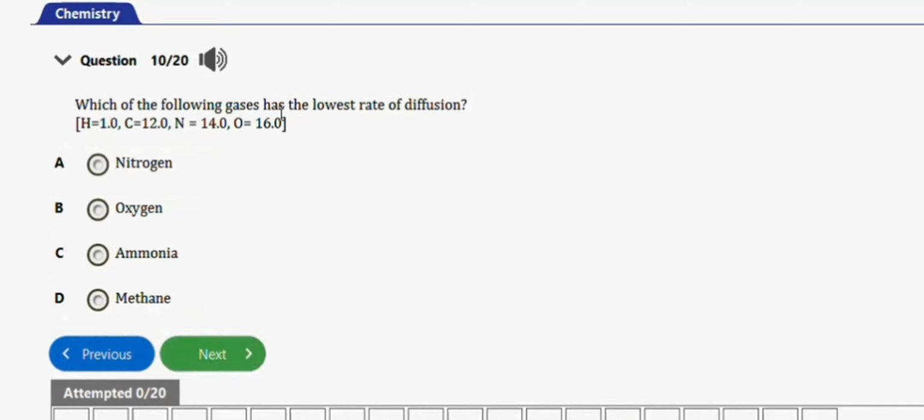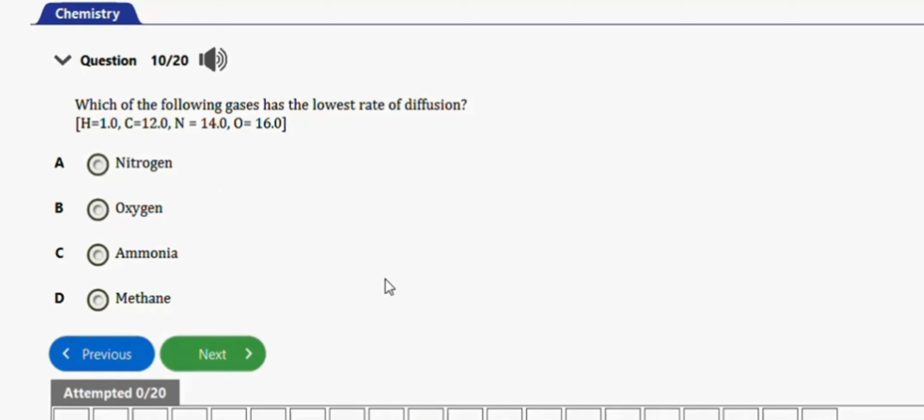It says, which of the following gases has the lowest rate of diffusion? So there's no chlorine here. So this shows us that the right option here would be option B, oxygen. Okay, so that will be the answer to this question.